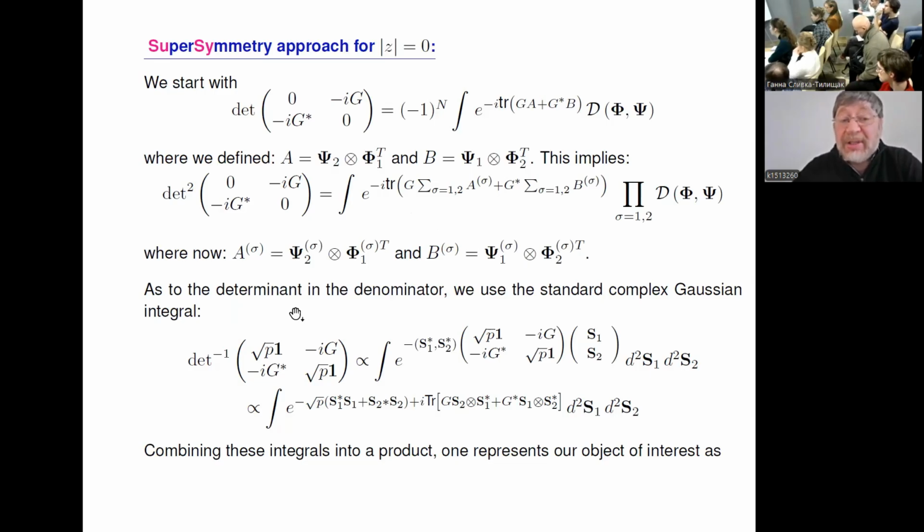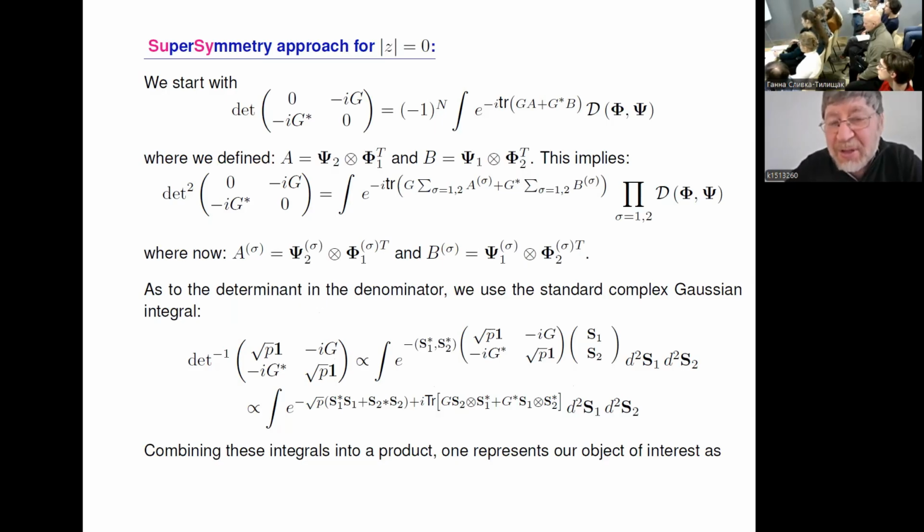Now, simultaneously, we represent the determinant in the denominator, again, as a Gaussian integral. In fact, here some of you may wonder why we do it, because we obtained this integral in the denominator in our derivation just after performing integration over W's, which was a Gaussian integral. In this particular example, it's indeed the case.